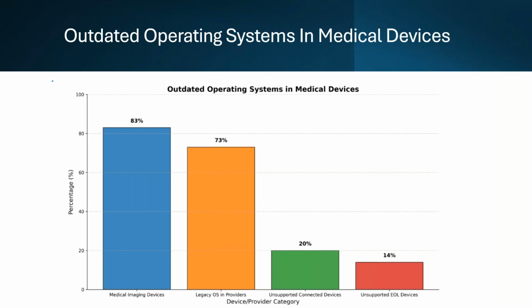Connected devices like lab analyzers and infusion pumps are at 20%. While this seems a little bit lower, remember these devices are directly connected to networks and often handle critical patient care. Finally, devices that reach end of life comprise 14%. These are devices where manufacturers have officially ended support, meaning there's no patches, no updates, and often no replacement parts. This graph highlights the areas where our teams need to focus attention. Remember, these figures come from surveys of devices in use, not the entire global market.